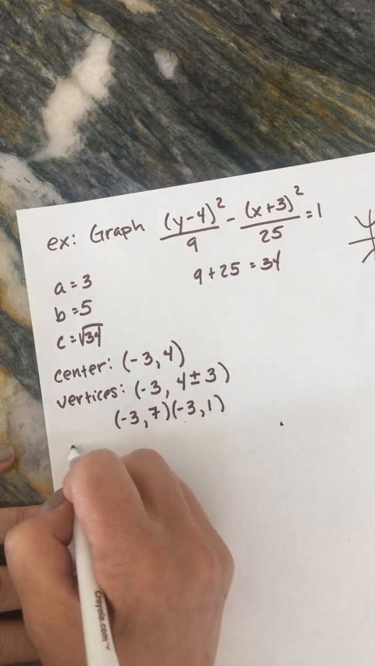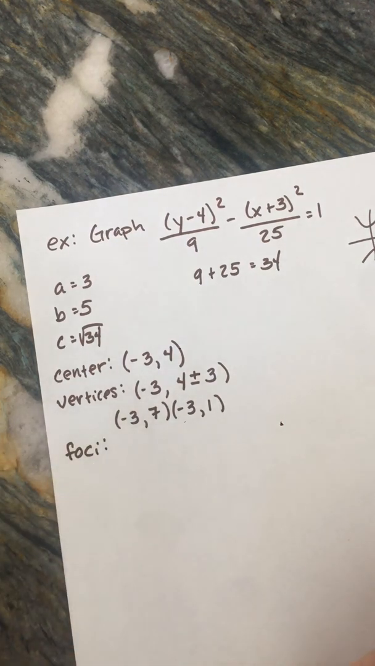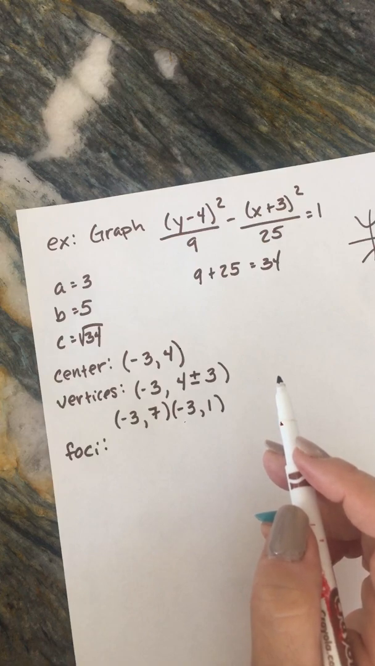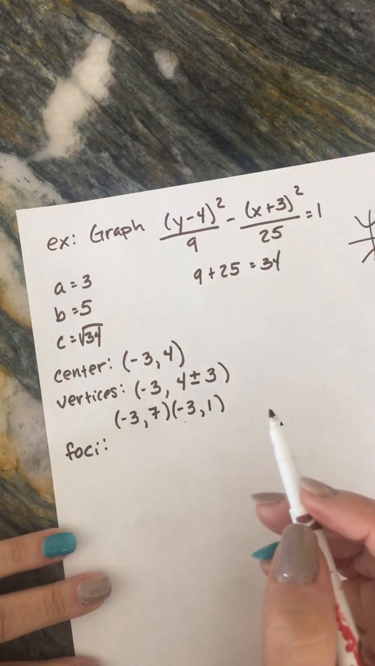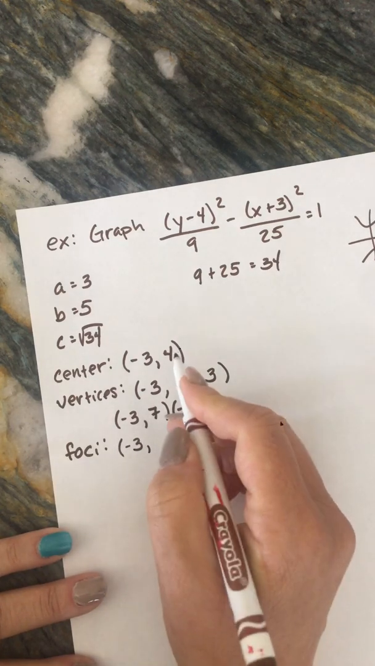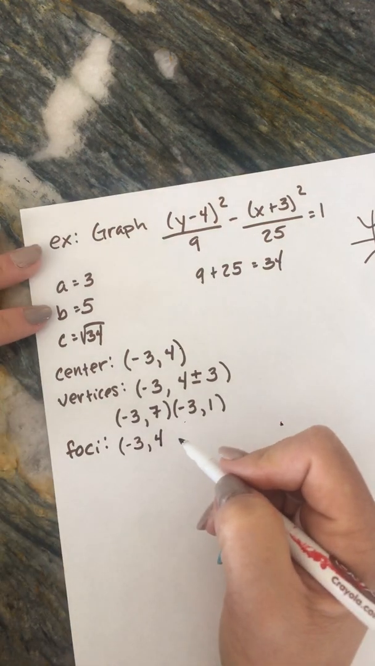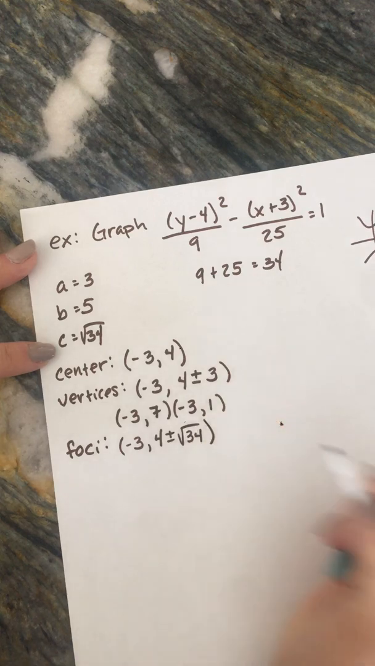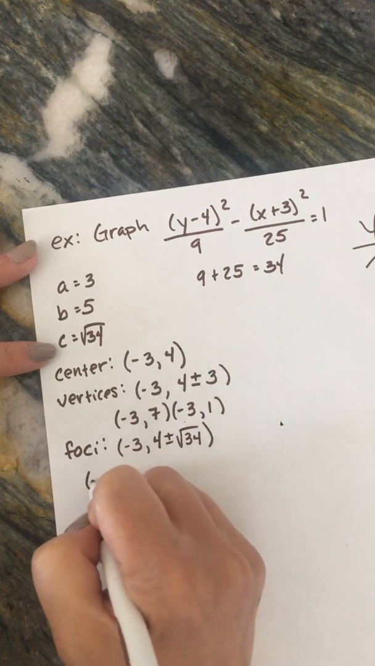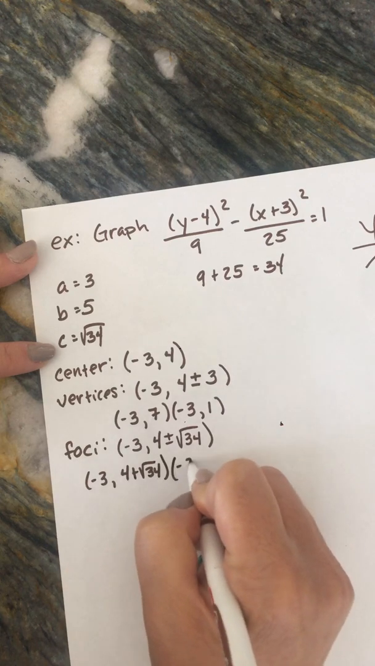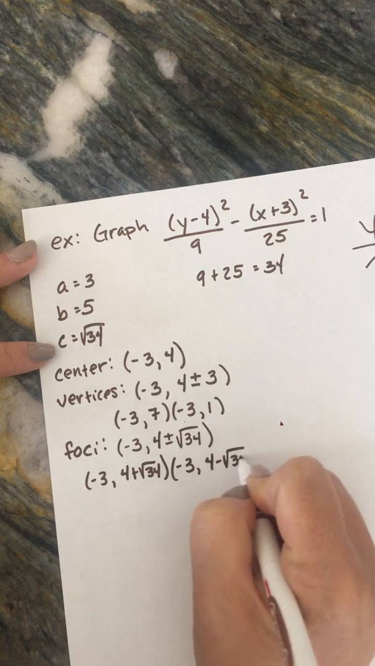Next, we have foci. So the foci on this one are going to have the same x again, so negative 3, and then the y will change. The foci will be 4 plus or minus the square root of 34. You can leave it like this, or you can write it as two different ones: (-3, 4 plus square root 34) and (-3, 4 minus square root 34). Either way is fine.